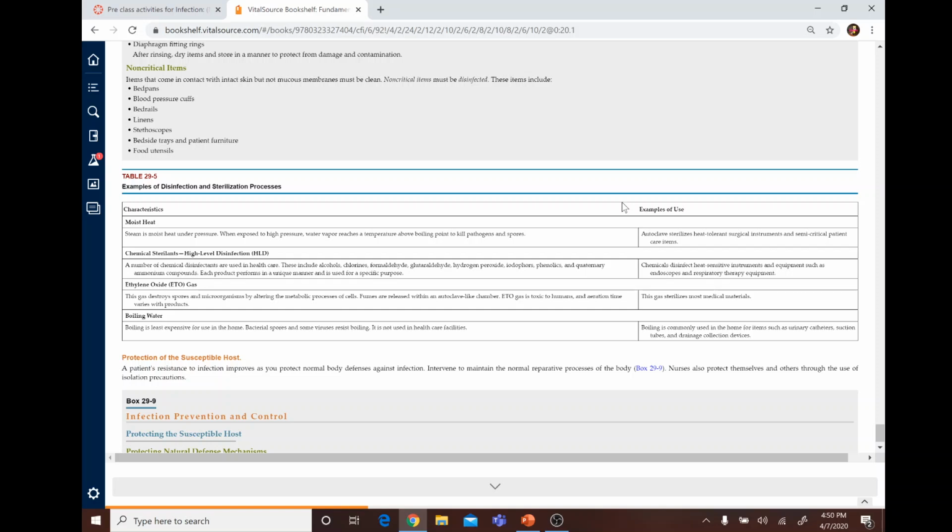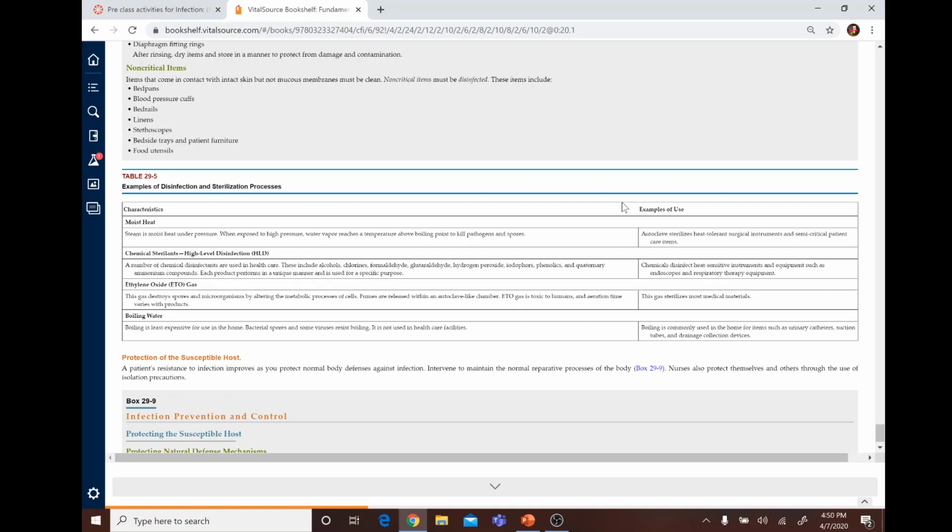Tell me about ethylene oxide gas. Gas destroys spores and microorganisms by altering metabolic processes. Fumes are released within an autoclave-like chamber. EtO gas is toxic in humans, and aeration time varies within products. What's an example of EtO gas? This gas sterilizes most medical materials.